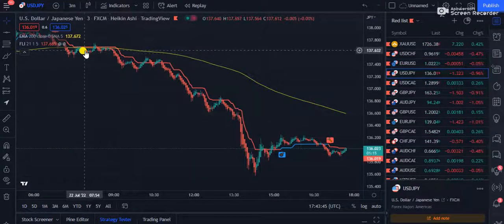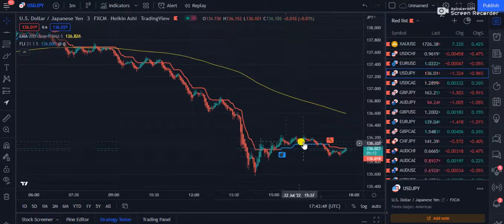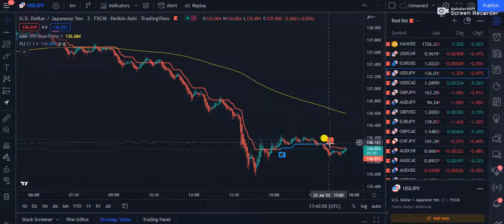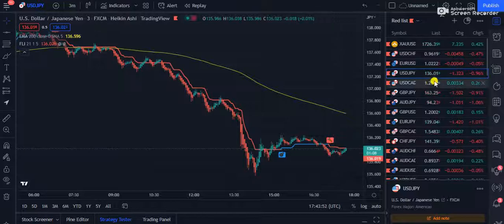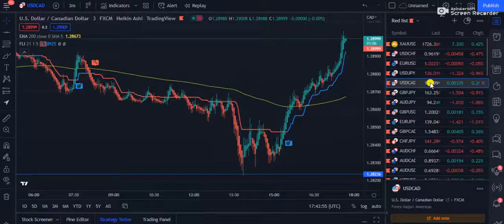Like for example, look here at USD JPY: you take the sell, you ignore the buy position, and you are already in the sell, but as I'm making the video, we are already at the close time.